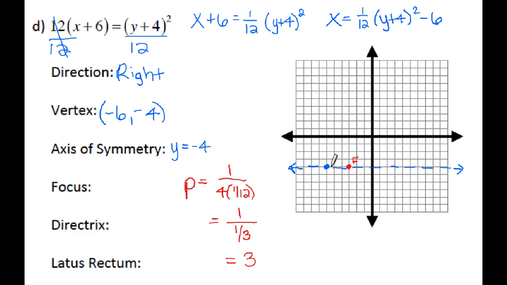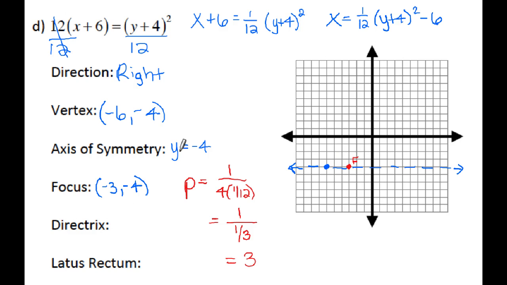Now since I'm moving to the right, I'm changing my x-coordinates of my vertex. So I'm adding 3 to the x-coordinate of my vertex, and that means my focus is at -3, -4, which is exactly where it was when we plotted it.